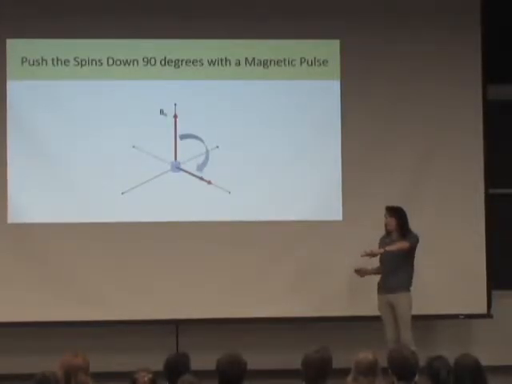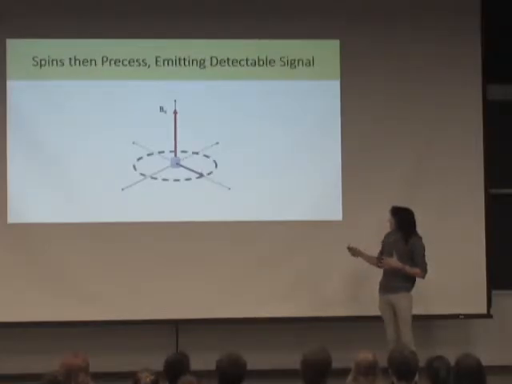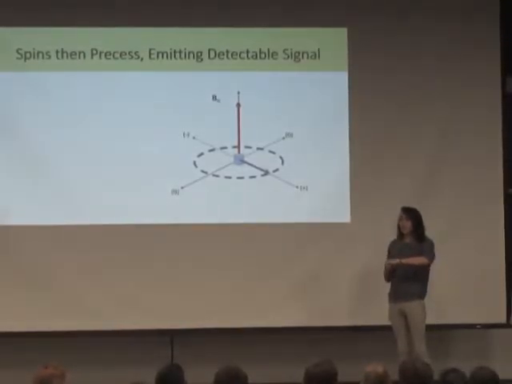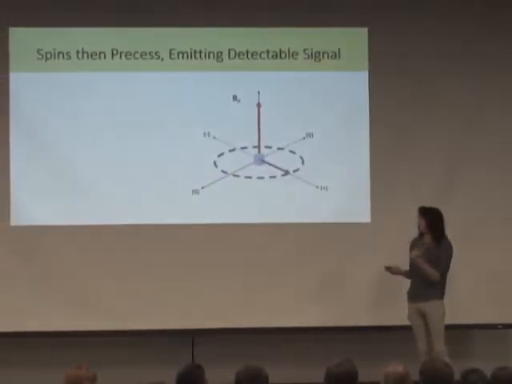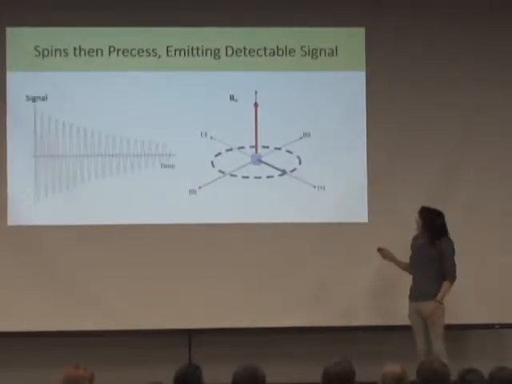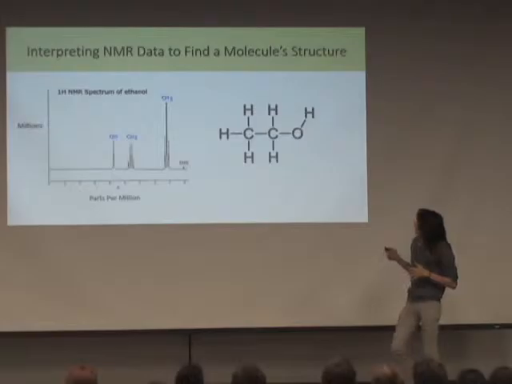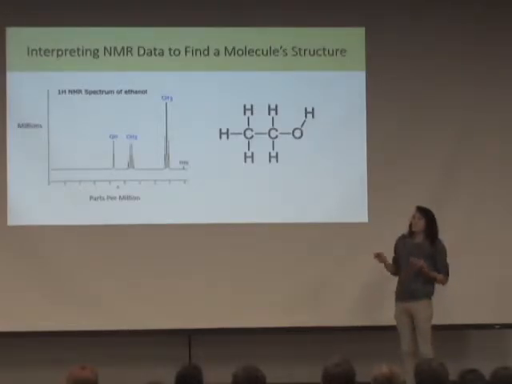And if we pulse perpendicular to this magnetic field, we can knock our spins down into the plane perpendicular to it. And when we turn off this second magnetic pulse, they'll precess around. And this is where we can detect our signal. When the spins are pointing at us, we get positive signal, and then zero, and negative, and zero again. And if we graph the signal versus time, it looks like a sine wave. And we can Fourier transform this to get these sinc functions that tell us the structure of the molecule.